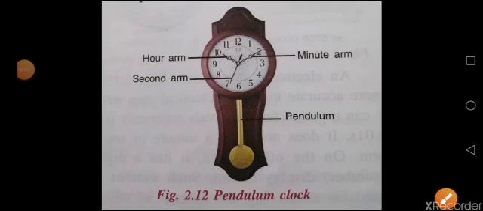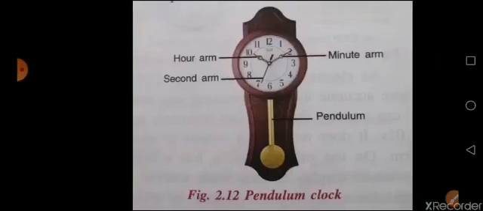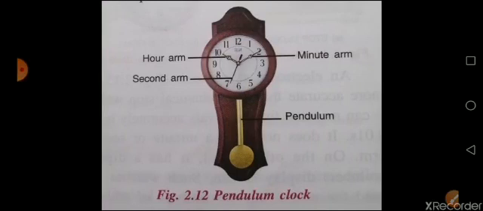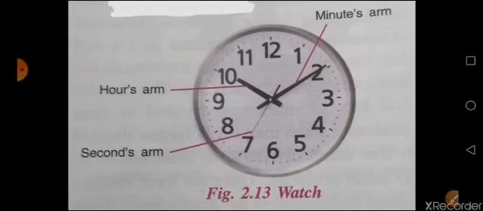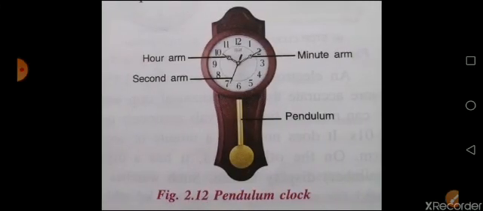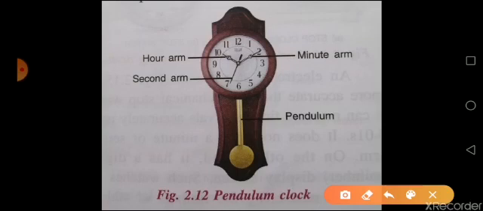Now coming to your measuring devices for time, you have a pendulum clock and your watch. Both work in the same way, that is, they have a minute arm, an hour arm, a second arm. Your clock or your watch also has the same, but there is a slight difference in its working. That is, the pendulum clock works on the basis of oscillation of your pendulum. This is what is called your pendulum. This you have already learned when you learned about oscillatory motion, right?